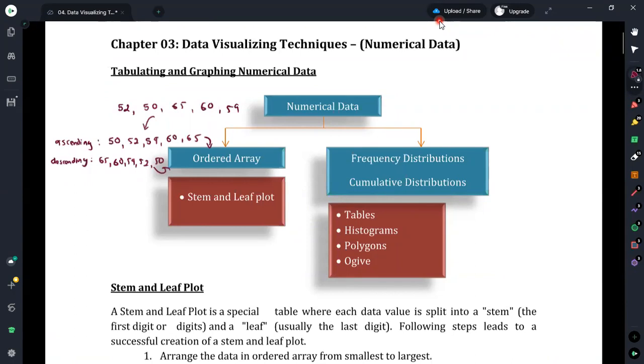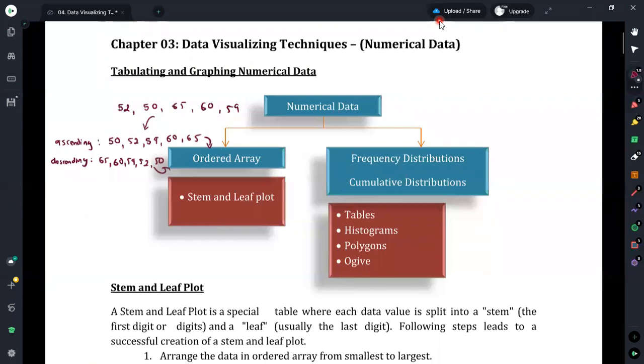Therefore, for the data representation of the ordered array of numbers, we can use the technique called the stem and leaf plot. In the latter part of the session, within the next few minutes, we will start a discussion of the stem and leaf plot, and thereafter we'll move on to the frequency distributions and the cumulative distributions.